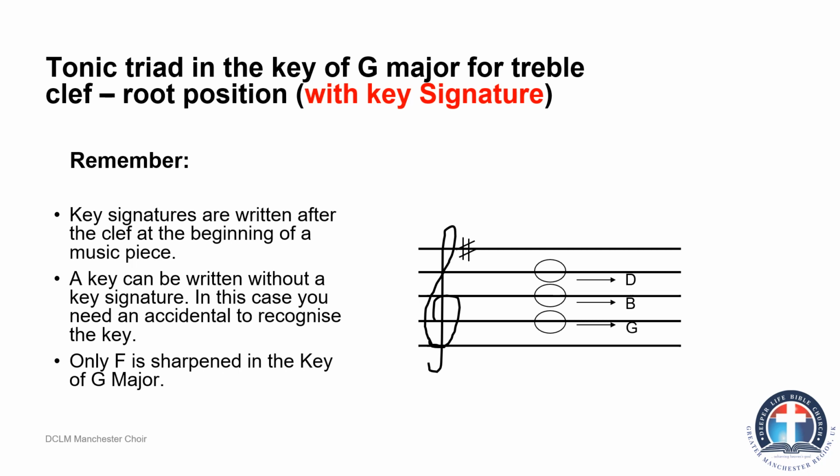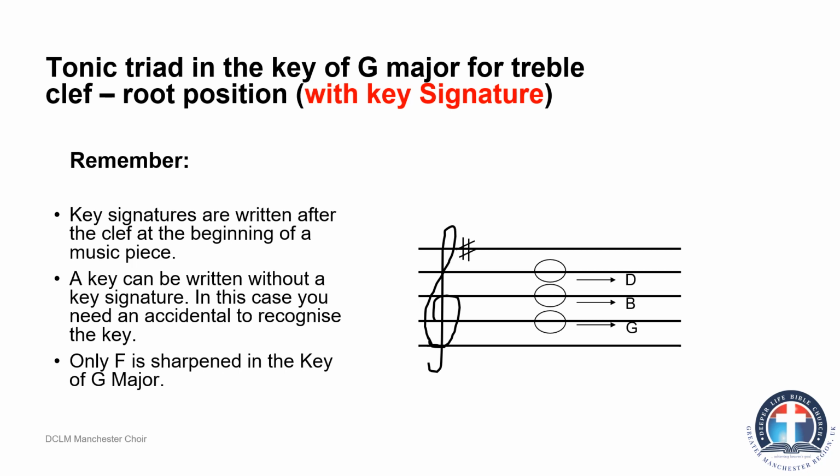And then remember that a key can be written without a key signature. In this case, you need an accidental to recognize the key, where the note that is sharpened or flattened is not part of the notes on the triad. You always look at the tonic. You see the tonic and you know that this must be the tonic triad in the key of G major. So only F is sharpened in the key of G major. Remember that only F is sharpened in the key of G major.